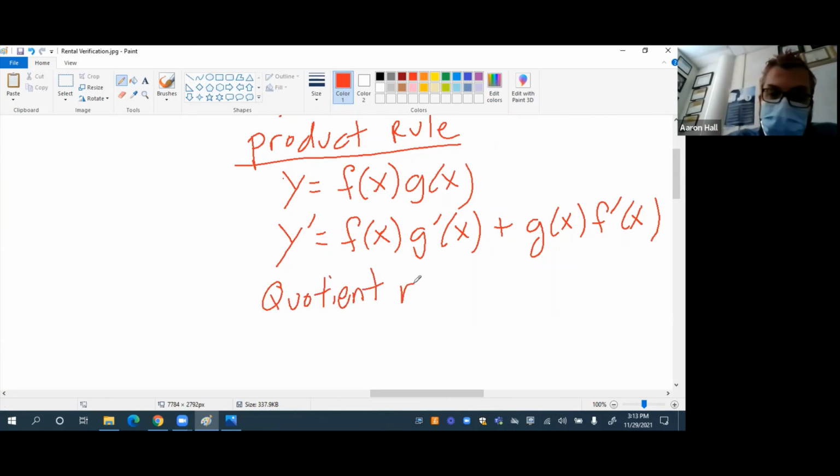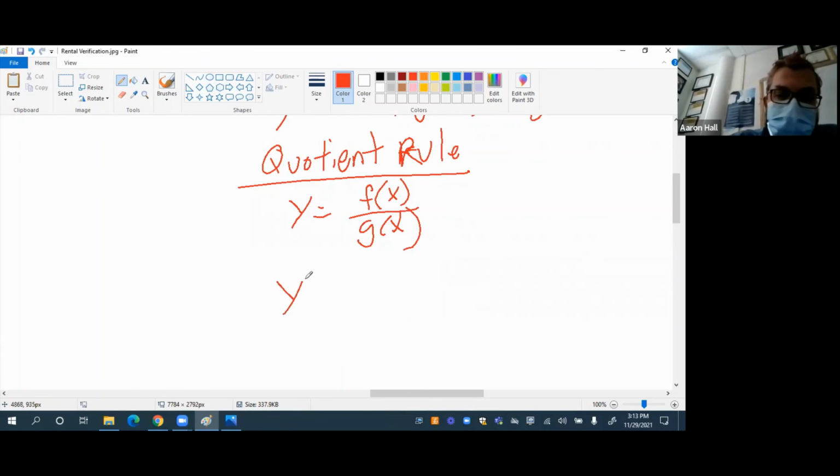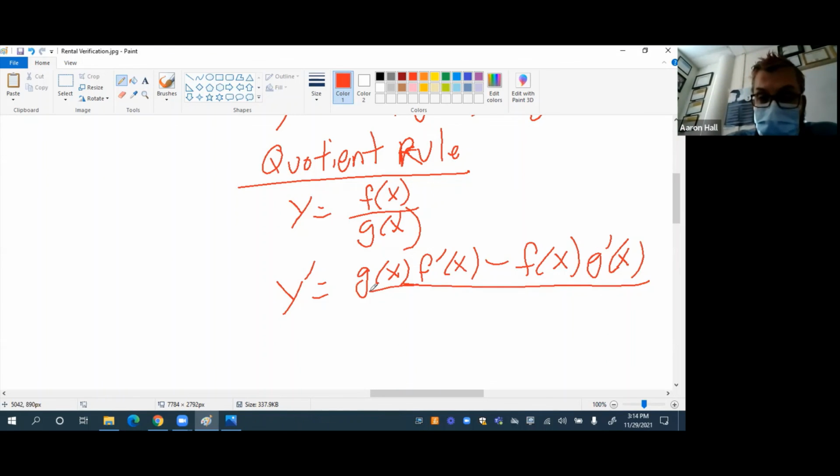All right, besides the product rule, we also have what is called the quotient rule. The quotient rule is if I have a function made up of the quotient of two functions, then my derivative is going to be low d high minus high d low over low low.